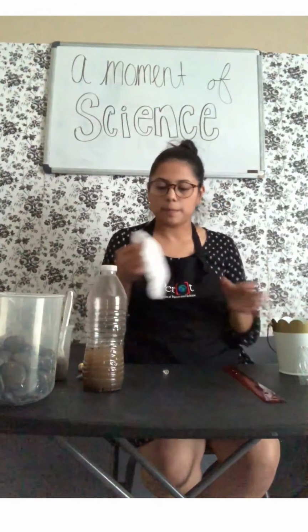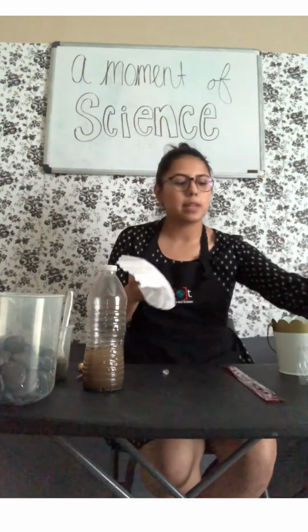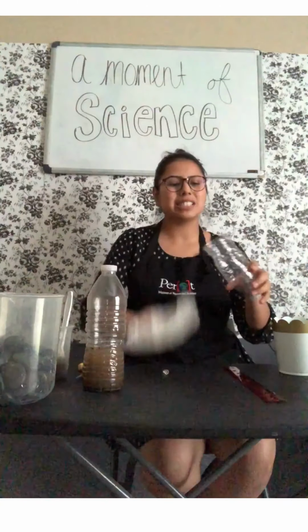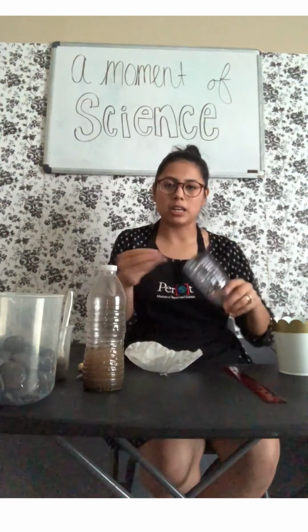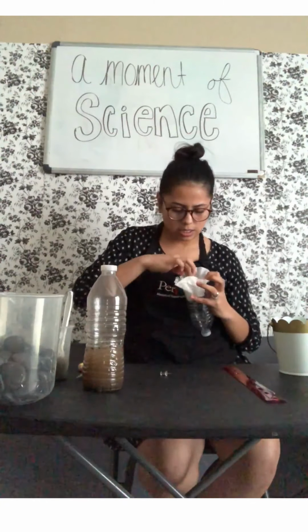And now the next thing is we're going to take our paper, and we're going to put that in our bottle. Obviously, my hand is not going to be able to fit in there, so this is where our ruler comes in. Put that in there as far as you can.